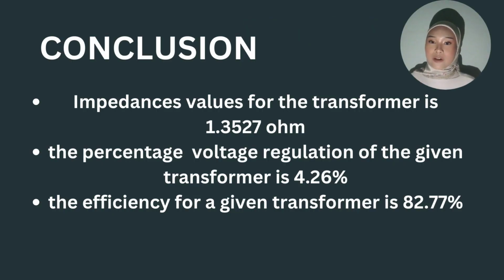From the objectives, we can conclude that first, the impedance value for the transformer is 1.3527 ohm. Second, the percentage voltage regulation of the given transformer is 4.26% and the efficiency for the given transformer is 82.77%.